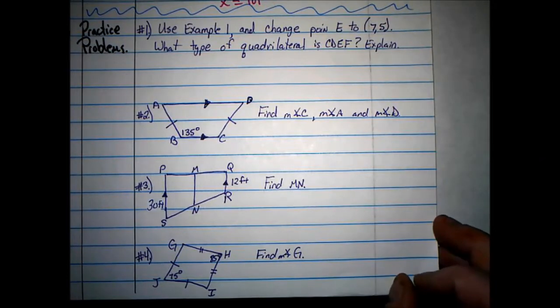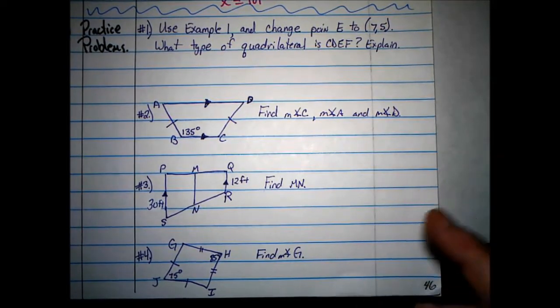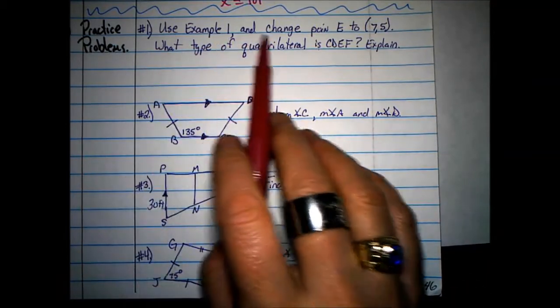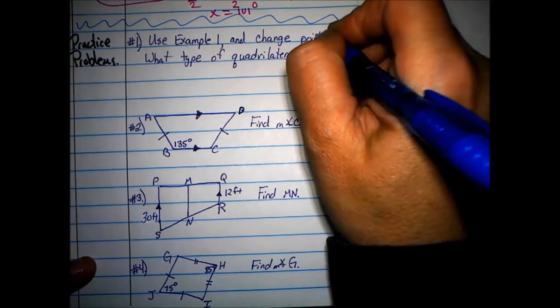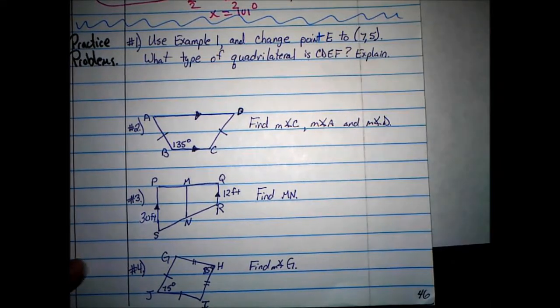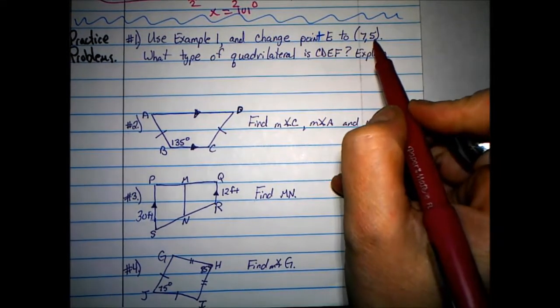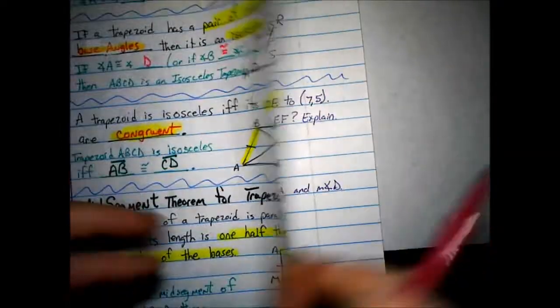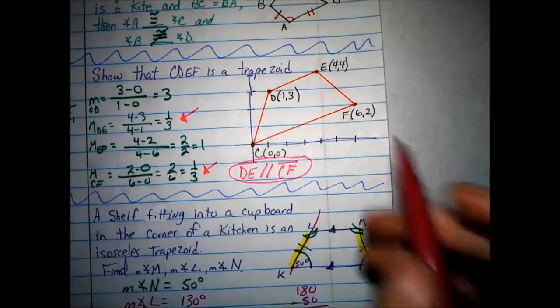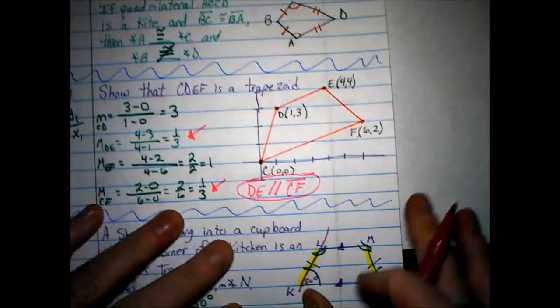Okay. On number 1, it says use example 1 and change point E to 7.5, and then what type of quadrilateral is it? So I'm going to go back to that example. And they said E is going to change to 7.5.